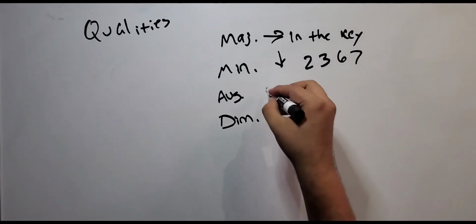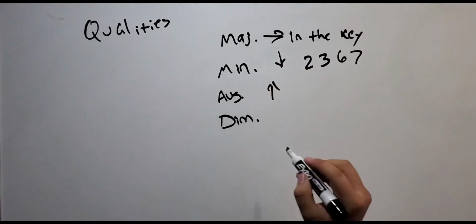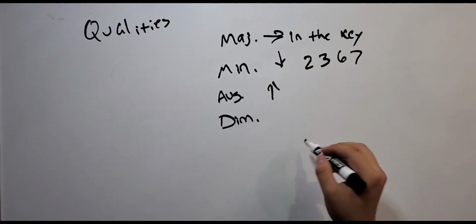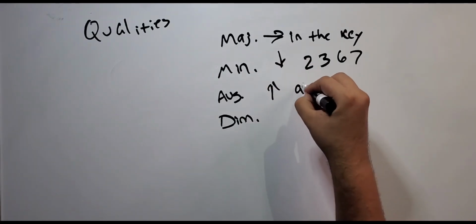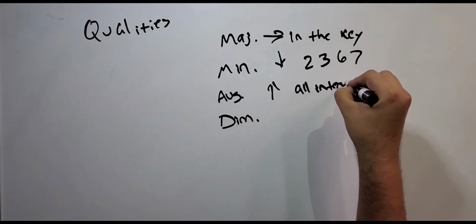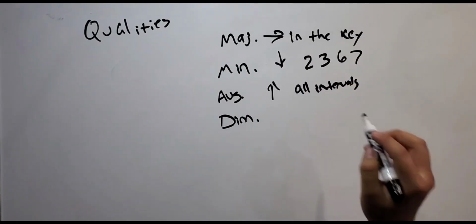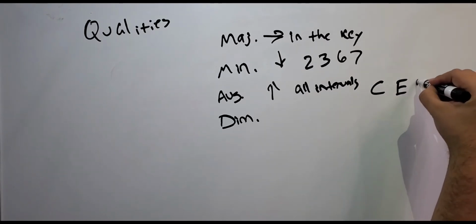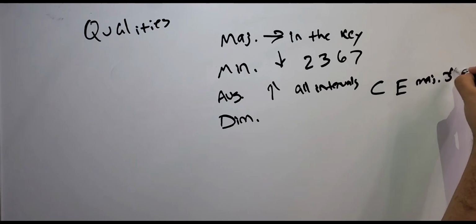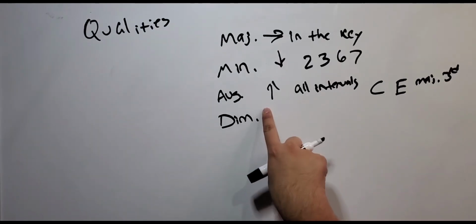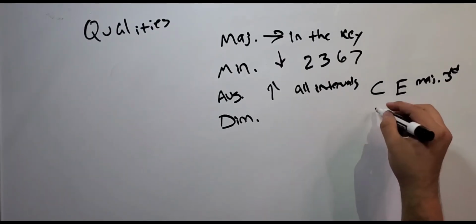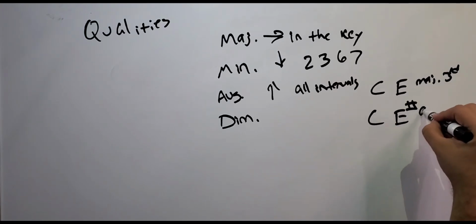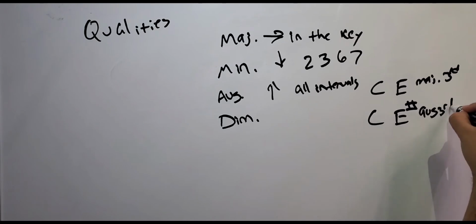Augmenteds are when you raise a half step from the major key. And this applies to all of them. Okay? Applies to all intervals. Now, for example, for an augmented, let's use the same interval of C to E, which is our major third. Raise it one half step. So now C to E sharp is our augmented third.